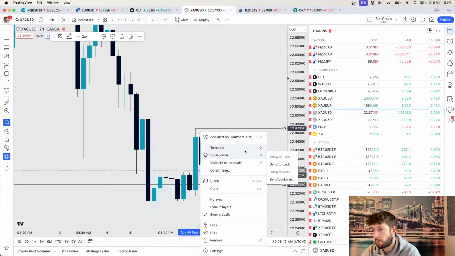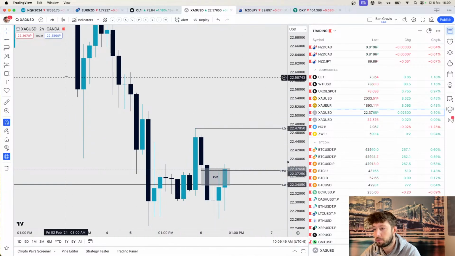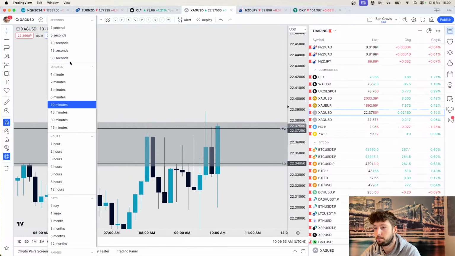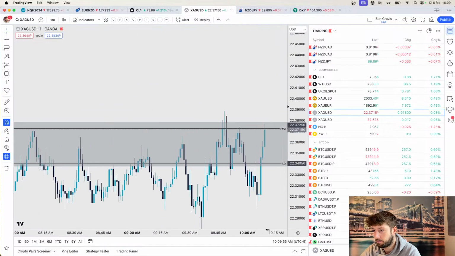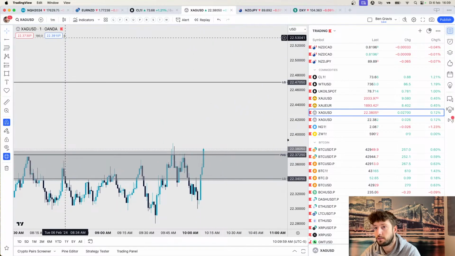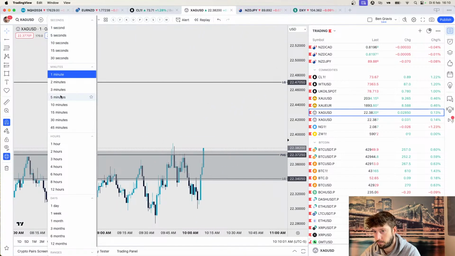So have a look here at the fair value gap. It's trying to push through. If it can push through and then make a pattern as well, a setup.